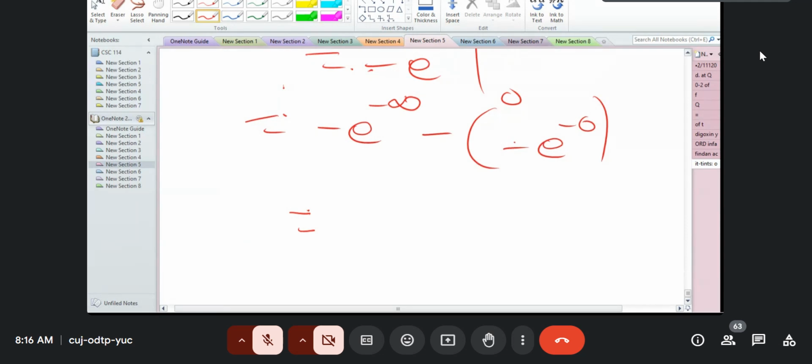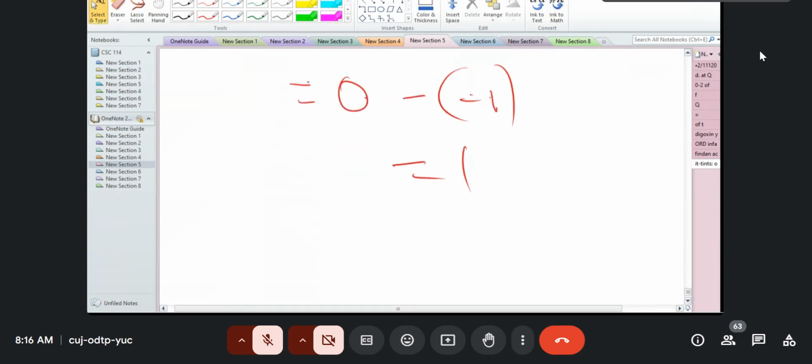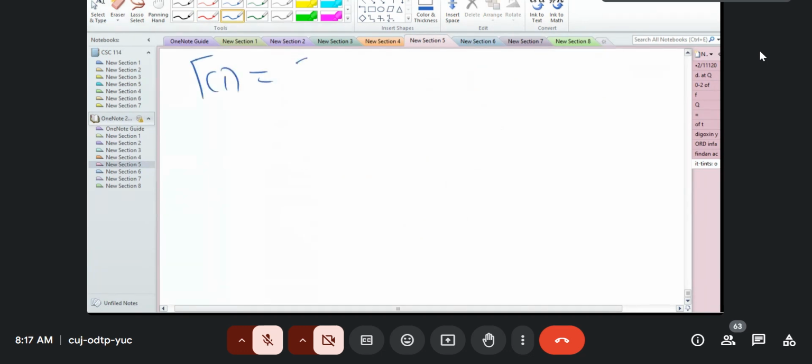E raised to minus infinity, Cheryl? Calvin? 0. E raised to minus infinity is 0, minus e raised to 0 is 1. 0 minus minus 1 gives you positive 1. So this is one of the useful properties of the gamma function. We have gamma of 1 equal to 1.